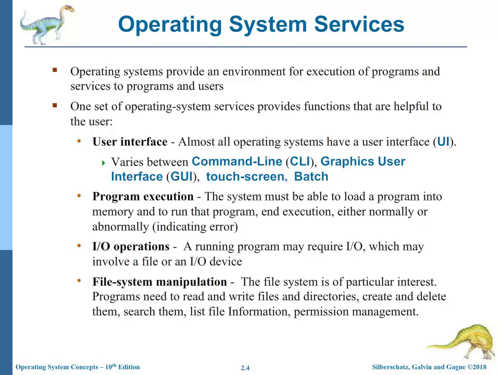File system manipulation. A file system is normally organized into directories for easy navigation and usage. These directories may contain files and other directories. The following are the major activities of an operating system with respect to file management. The program needs to read a file or write a file. The operating system gives the permission to the program for operation on file. Permission varies from read-only, read-write, denied, and so on.